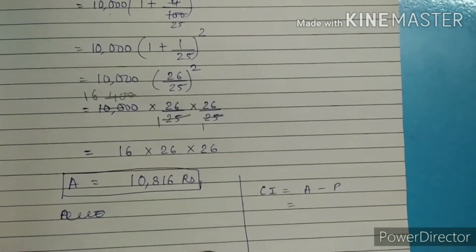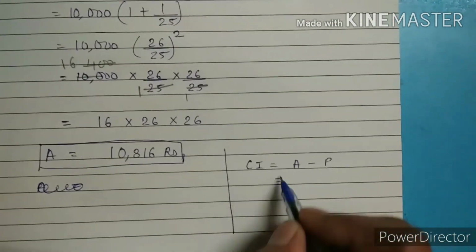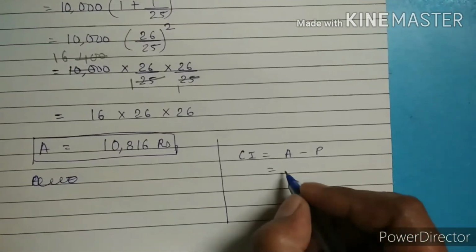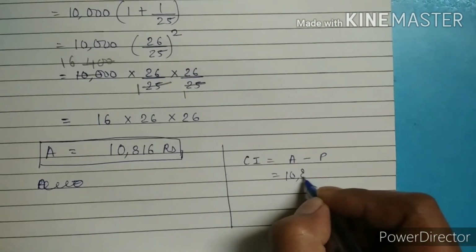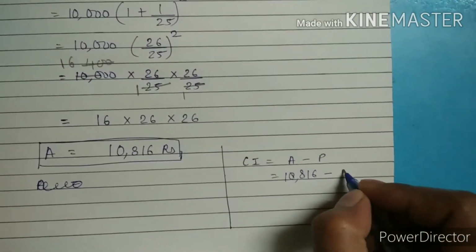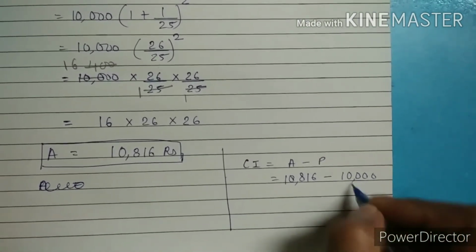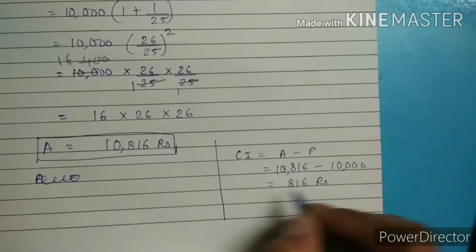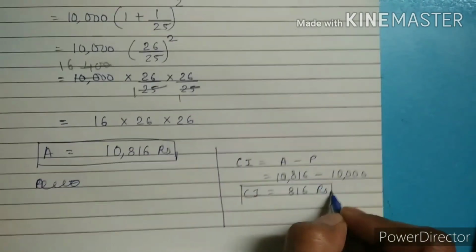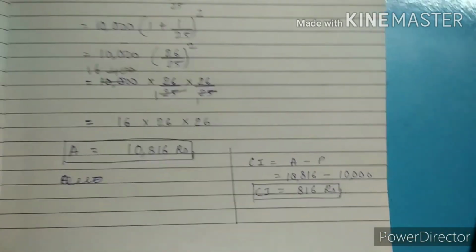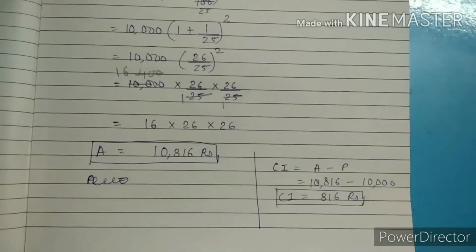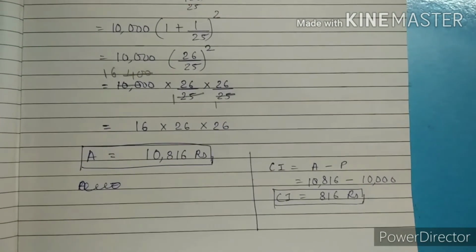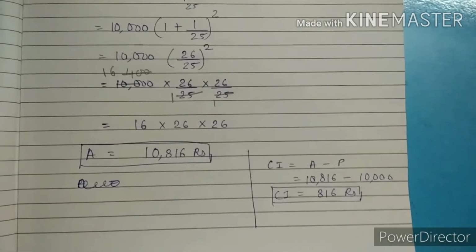So amount we have taken, we also have to take the compound interest. Amount is 10,816. We will subtract principal, that is 10,000. So what will remain? 816 rupees is the compound interest of this question. Here we completed our question number first of exercise 8.3 of class 8th.